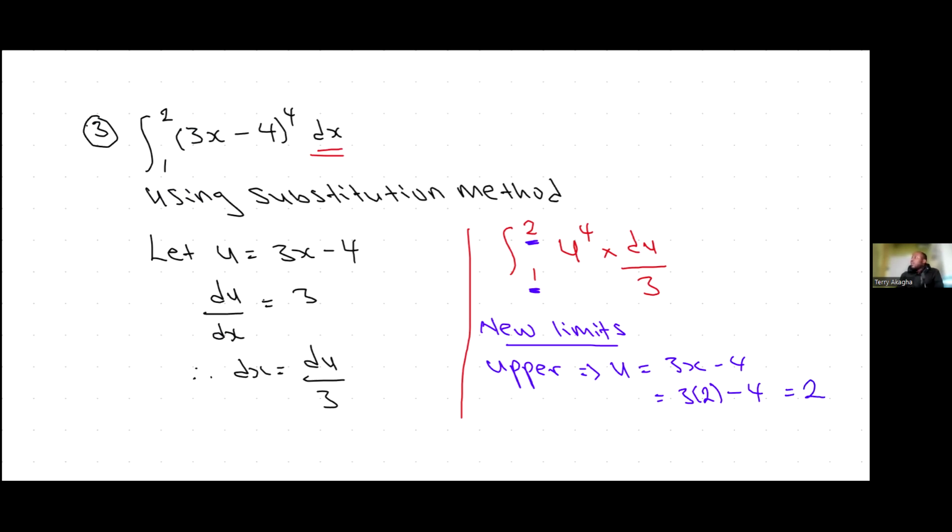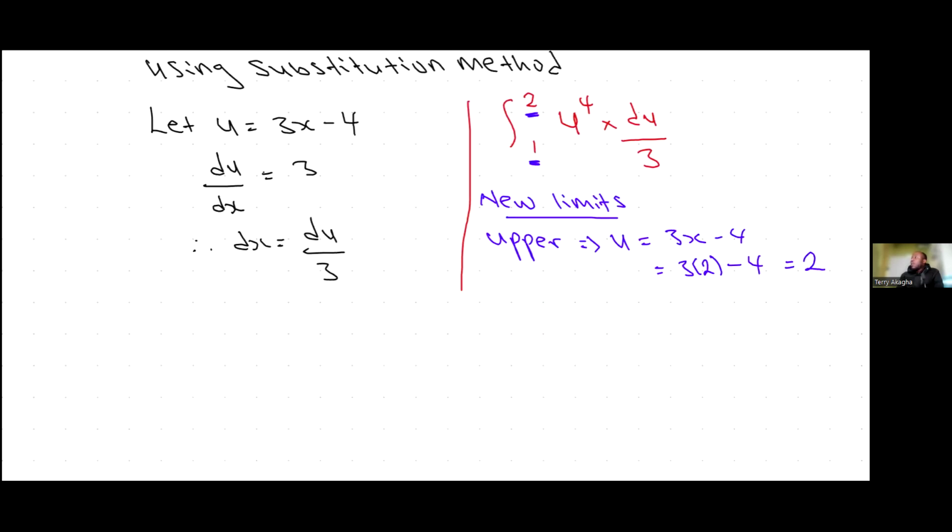So then the next thing, we can now get the new lower limit. The u we're going to have is 3 into bracket 1 minus 4. And this is going to give us 3 minus 4, and that will give you minus 1. So that means we're going to rewrite this question again with the new limits.